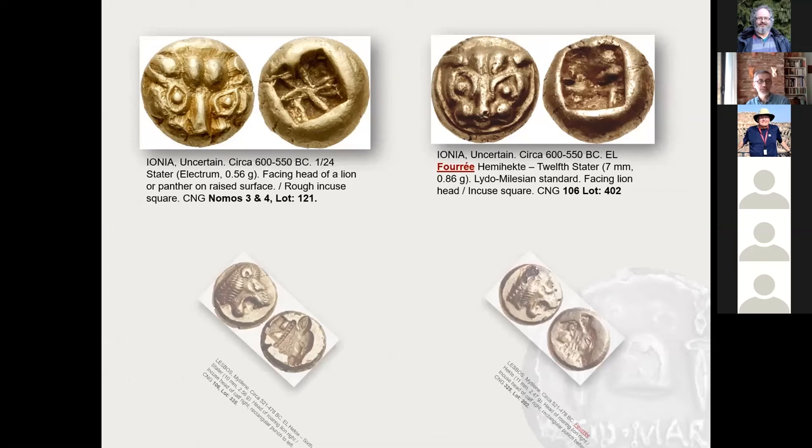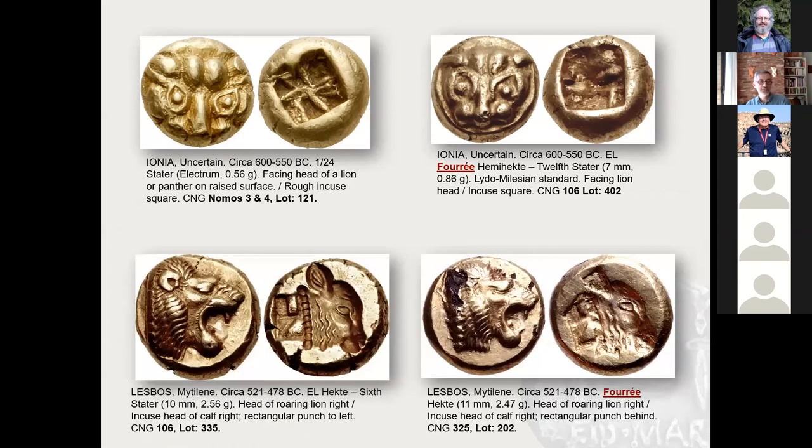And here is one from Mytilene, Lesbos. It's a fascinating coin, and they came up with a fascinating reverse idea. Instead of a simple punch mark, they simply put the head of a calf. It's a fascinating idea and artistically a beautiful rendition here. And they plated the same coin later.